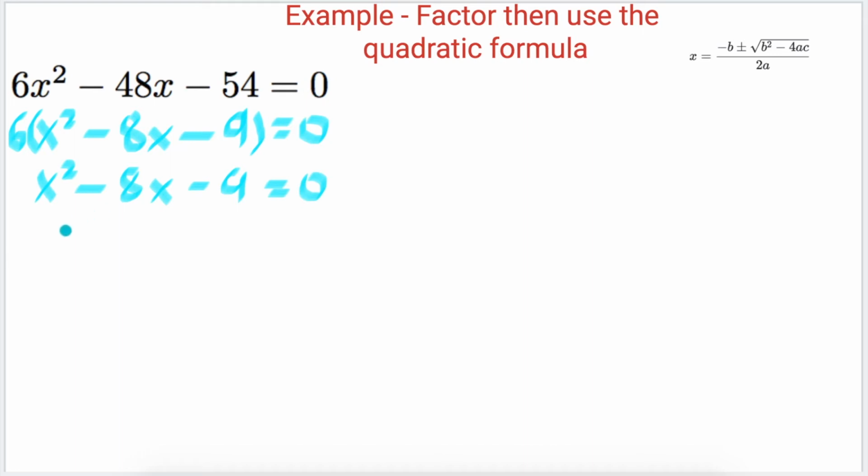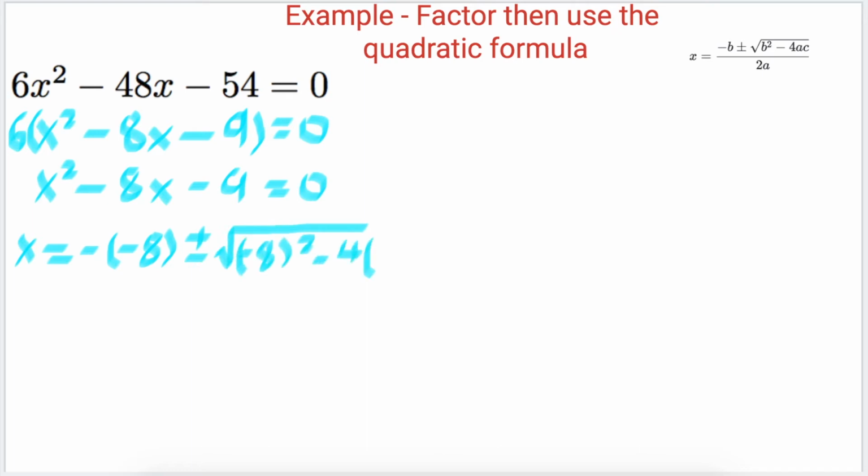So now we need to identify a, b, and c. A is 1, b is negative 8, and c is negative 9. So we're going to take those three numbers and plug them into our quadratic formula. It's going to be x equals negative, inside parentheses, negative 8. And the reason why there are two negative signs is because our b here is already negative 8. And then plus or minus the square root of negative 8 squared minus 4 times 1 times negative 9, close parentheses, divided by 2 times positive 1. So notice I'm using parentheses to indicate that the numbers inside are negative.